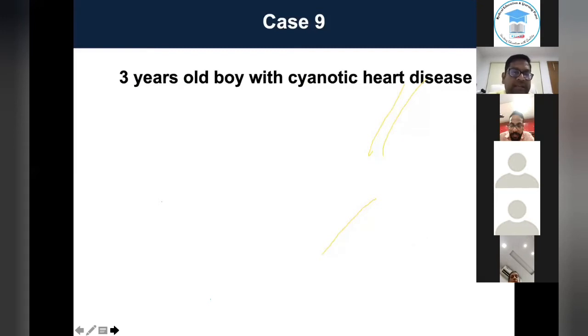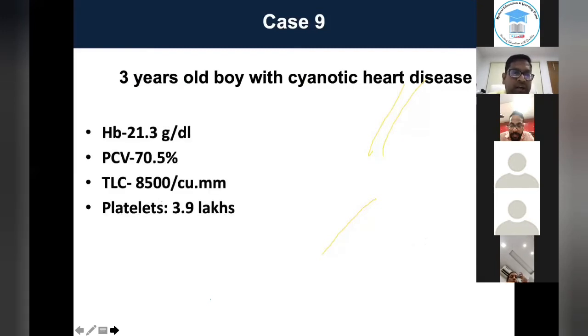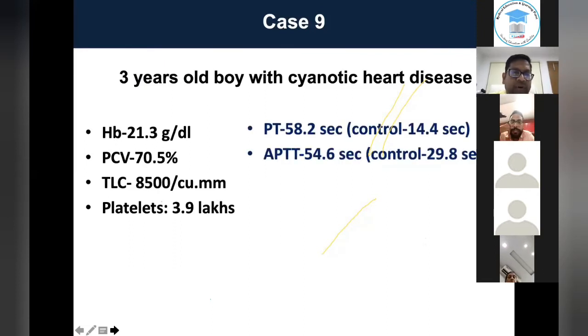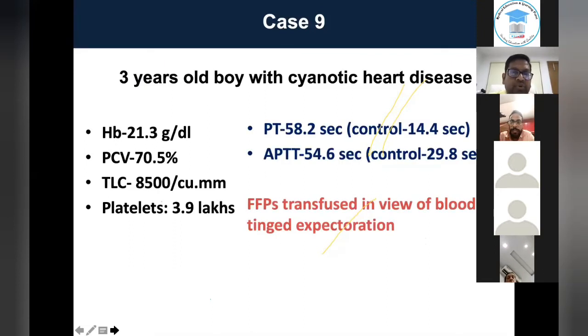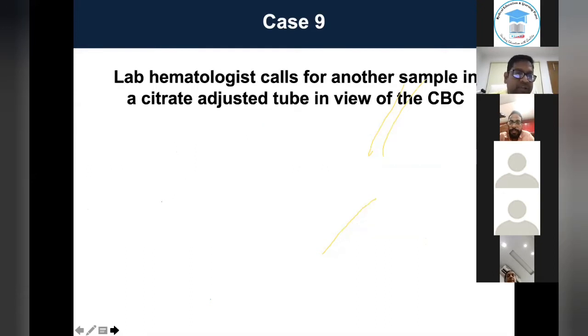Coming to the next case, a 3-year-old boy with cyanotic heart disease, hemoglobin 21.3, packed cell volume 70.5. PT and APTT both show prolongation. FFP has been transfused in view of the blood-tinged expectoration. Lab hematologist was called for another sample in the citrate-adjusted tube.